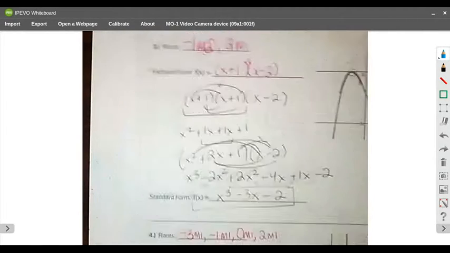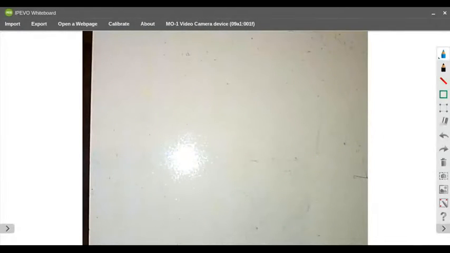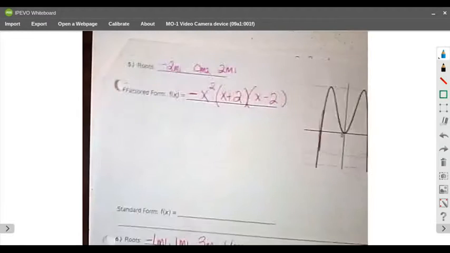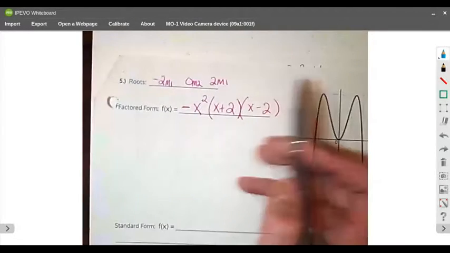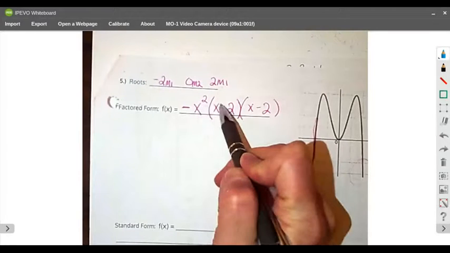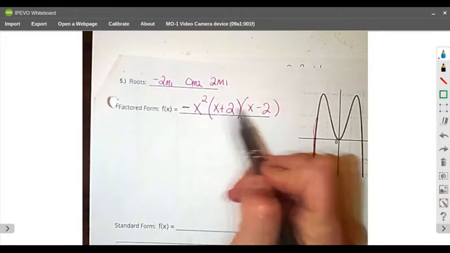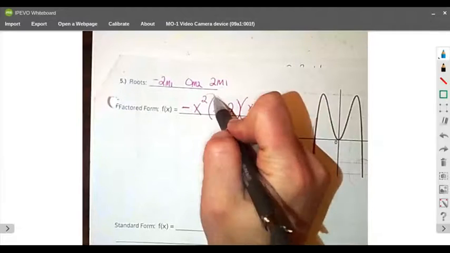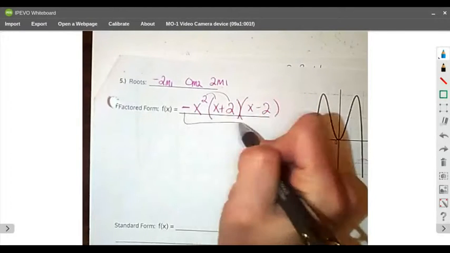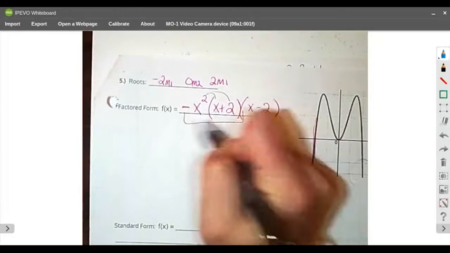Okay, and let's see. Let's do one more. Let's do number 5. So here's number 5. Again, you can choose to distribute this first or do these first. It doesn't matter. I will, I guess, distribute this first. And it's only to this binomial. So you just multiply these two.